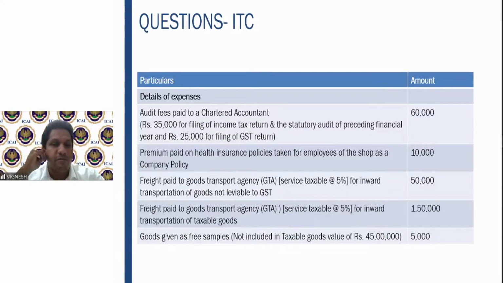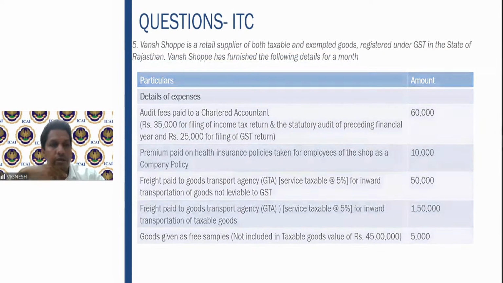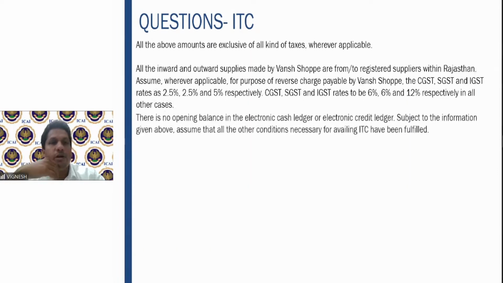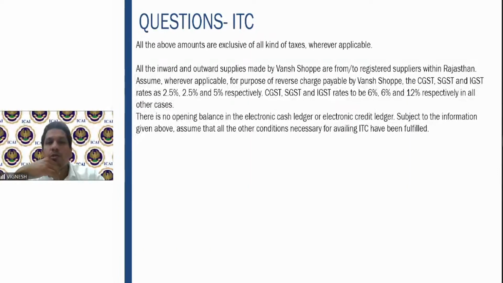Freight paid to GTA service at 5%. Inward transportation not leviable to GST 50,000. Inward transportation of taxable goods 1,50,000. Goods given as free samples, not including taxable goods value 45 lakhs, 5,000. Okay, these are all the expenses which are given. All the above amounts are exclusive of all kinds of taxes wherever applicable.